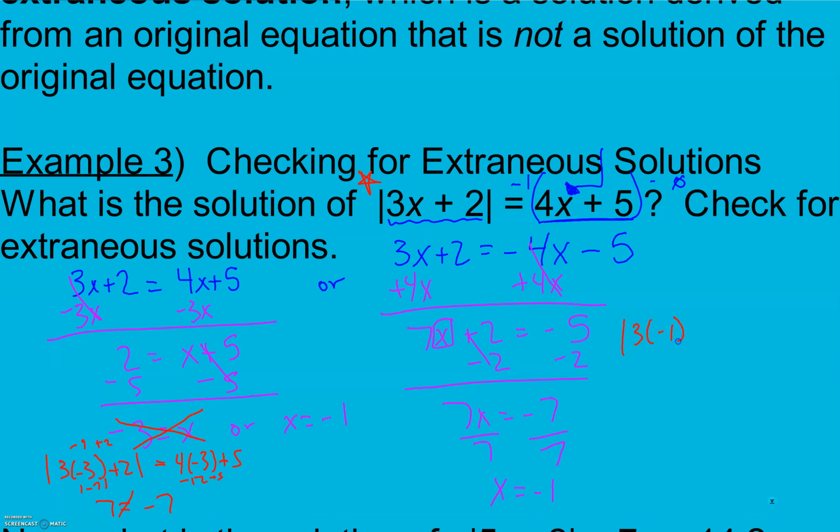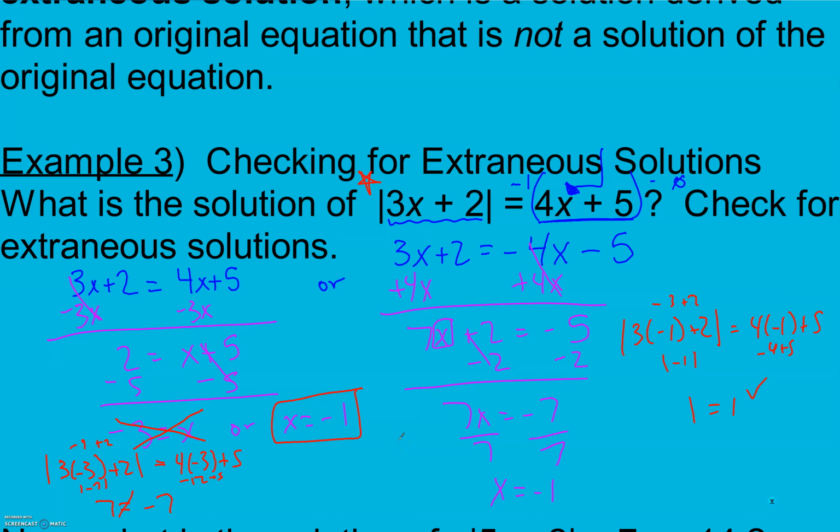3 times negative 1 plus 2 equals 4 times negative 1 plus 5. Negative 3 plus 2, negative 1. Take my absolute value, I get 1. Negative 4 plus 5 gives me 1. 1 does equal 1. So x equals -1 is a solution.